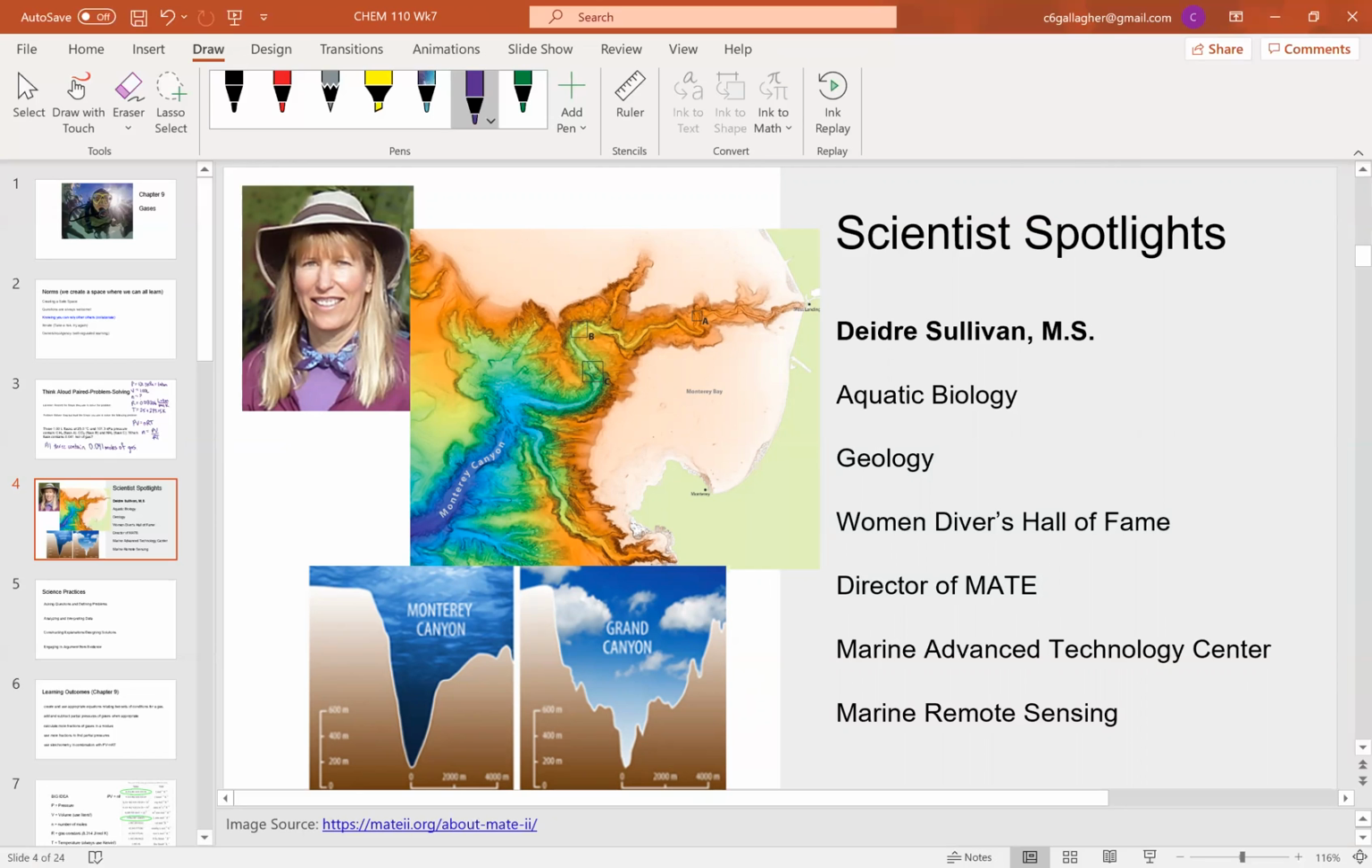And so what's really cool about that is that because of the MATE Technology Center, lots of folks are learning how to build ROVs, or remote operated vehicles. And one of the ways those can be used is to map the Monterey Canyon. So if you take a look at this image, Monterey Bay is the land, but then there's this beautiful canyon that we can't see because it's covered by water in the ocean. In fact, there are aspects of the Monterey Canyon that are as deep, if not deeper, than the Grand Canyon. So Deirdre Sullivan is our scientist spotlight for today. She's a really great example of someone who broke barriers, both as a diver and as a research scientist.